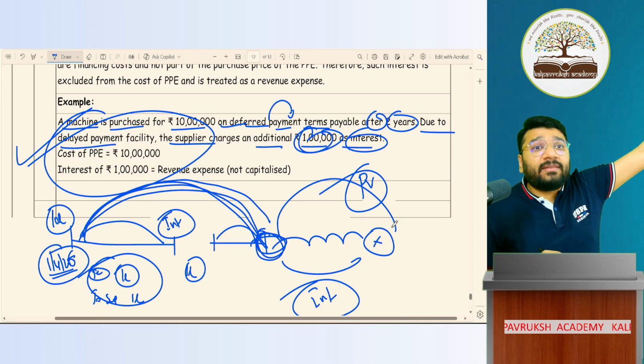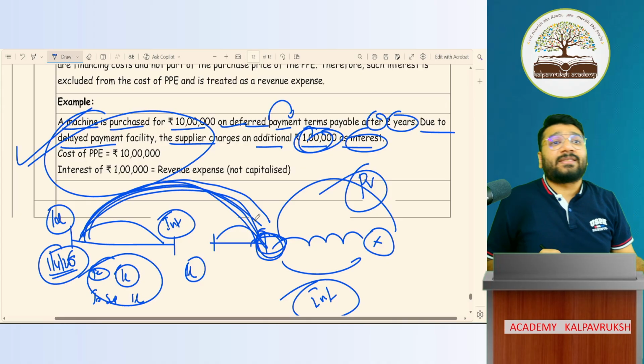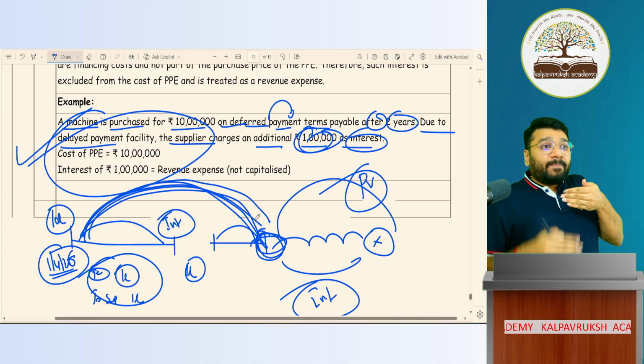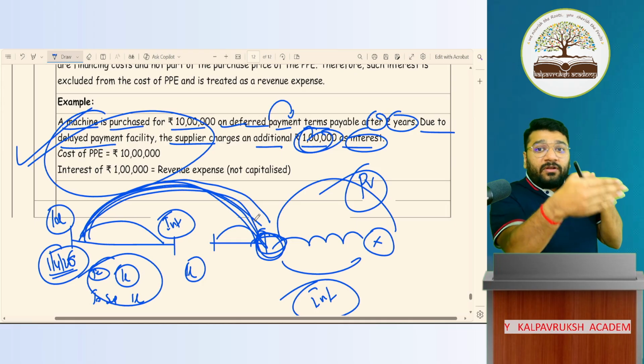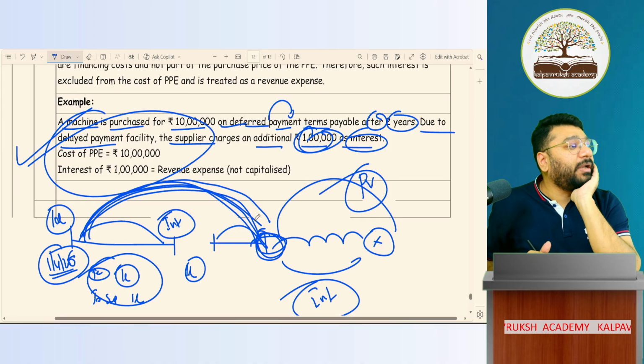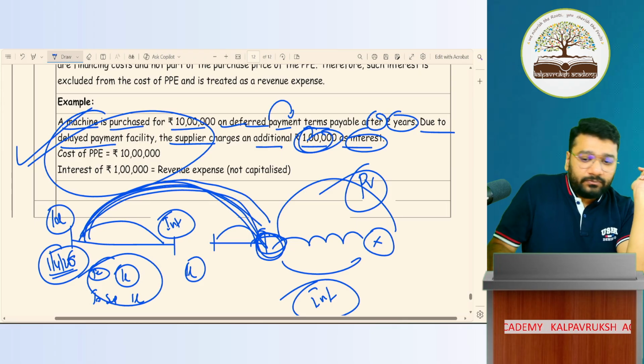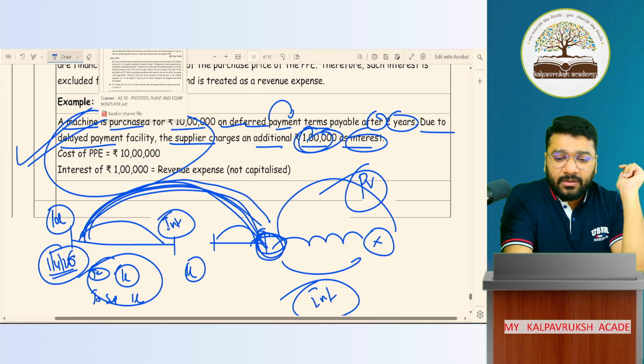But now here the interest they're talking about is what interest? Here they're talking about the deferred credit interest. Means what? Today I purchased the asset. I'm deferring the payment to a due date, no? First due date. And we are talking about the interest for the gap that comes in between the deferment. Got it, not got it. Clear or not clear? Is the doubt clear? Now, let's do a couple of questions.